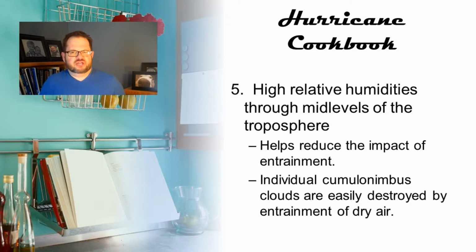The fifth answer about the Hurricane Cookbook is a little bit complicated. This is the story that we need high relative humidities throughout the middle of the troposphere. It'd be lovely if you had high relative humidity at the surface too, but the mid-troposphere becomes kind of important. This is about entrainment again. Remember entrainment? This idea that air from outside of the thunderstorm's updrafts tries to get into the updrafts or ends up mixing into the updrafts?